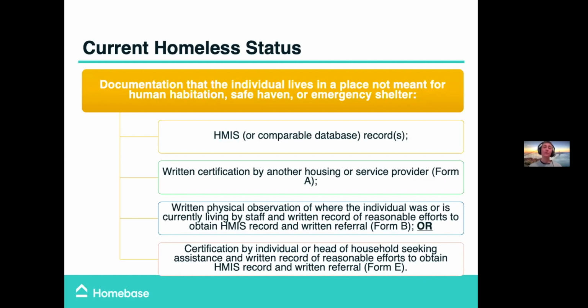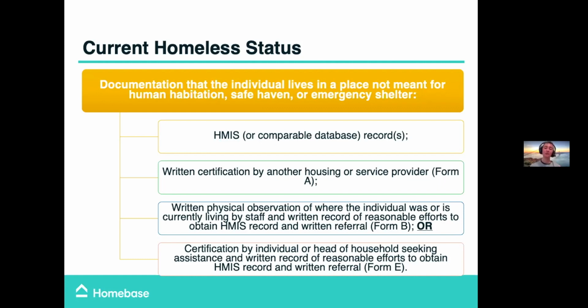You can get written certification from those sources. And either the HMIS record or the housing or service provider referral can act as third-party documentation. For the HMIS record, you can just print that record from HMIS, put it in the client file in your documentation of eligibility, and that suffices. For the written certification, you probably want to use Form A.